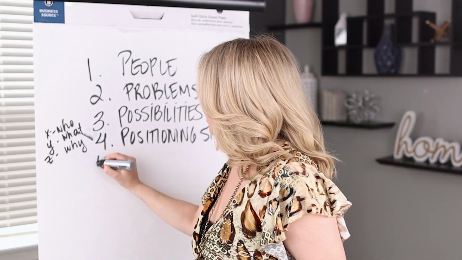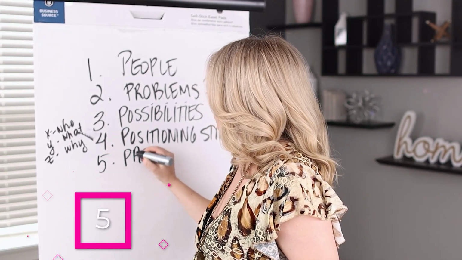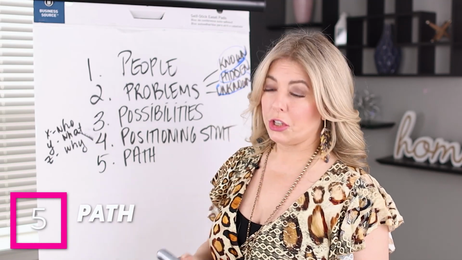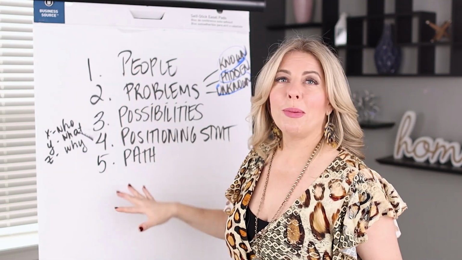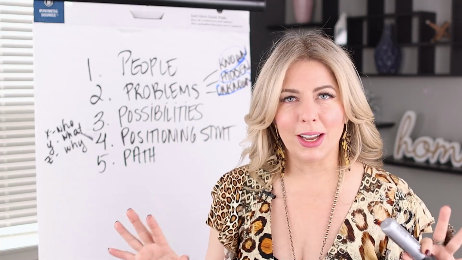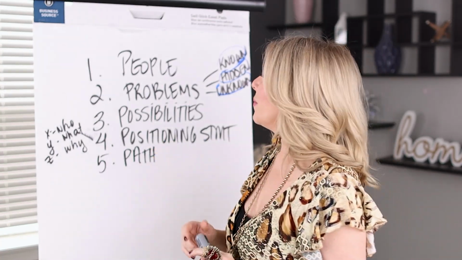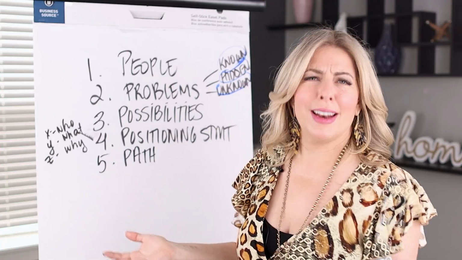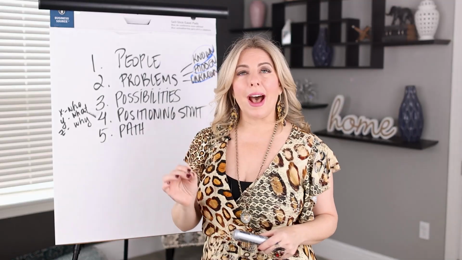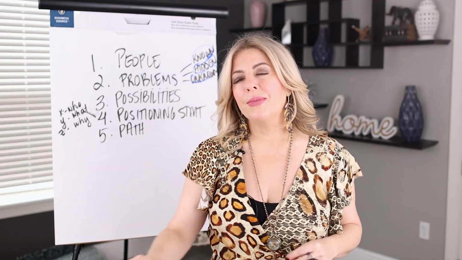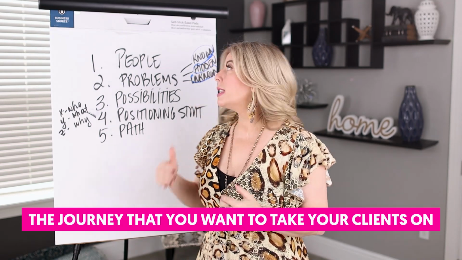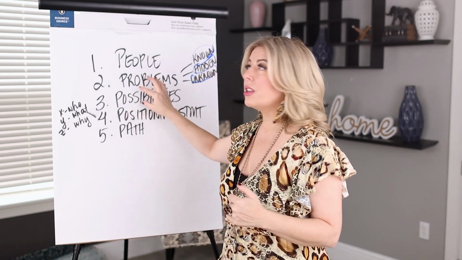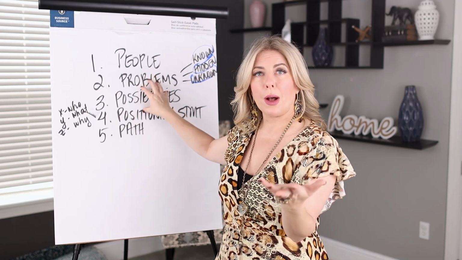The 5th thing that you'll think about, and you may start to notice a little pattern emerging here, no pun intended, P's. These are all P's except the last one. I couldn't figure out a way to make it a P. So, oh well. It's like 7 P's and an S. The 5th one is the path. And what I mean by the path is the journey that you want to take your clients on to get the outcome to this problem and to achieve that possibility.